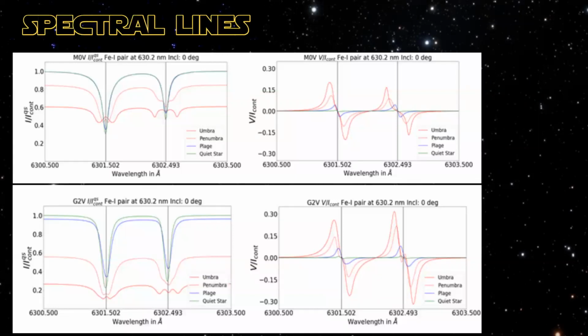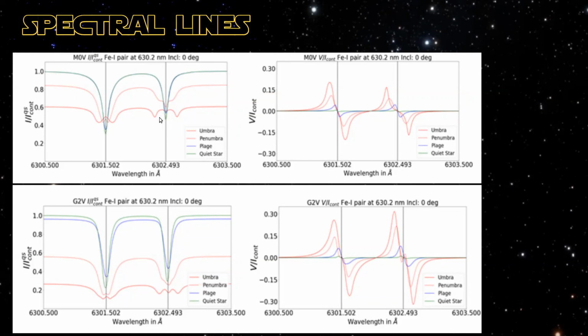Now I've also simulated some spectral lines. Here I'm showing you the Hinode pair 630.2 nanometer lines. On the top, you see the M star: umbra, penumbra, plage, and quiet star. On the left, you have the I by I quiet star continuum. On the right, you have the Stokes V.